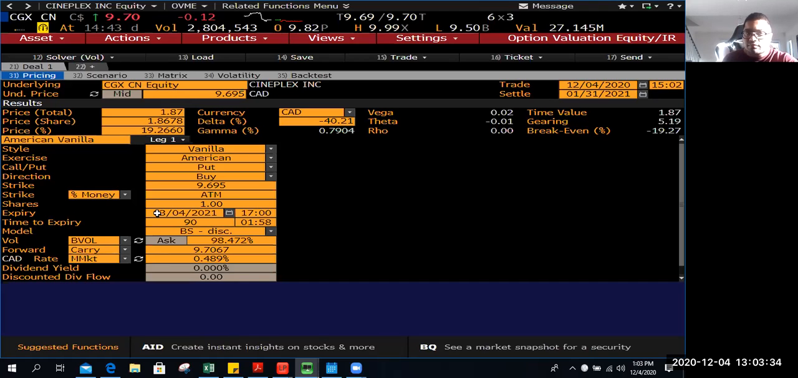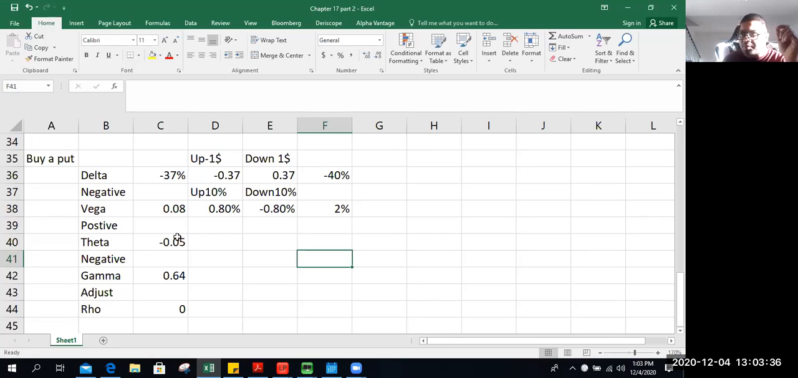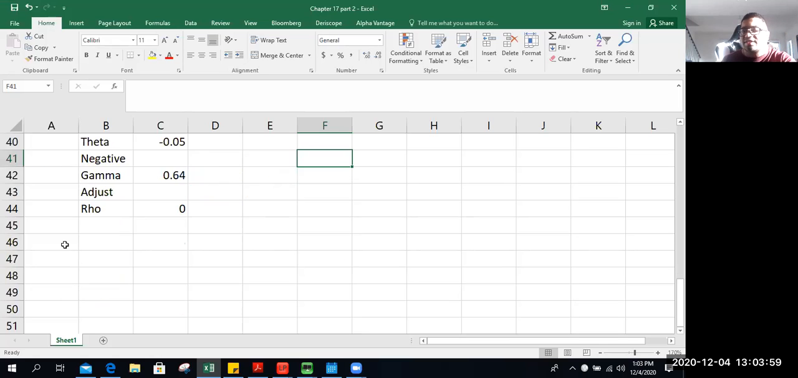Okay. So once again, when you buy a put, delta is negative, vega is positive. So each time the underlying moves up, you lose money. Each time the underlying moves down, you make money. Vega is positive. Volatility goes up, you make money. Volatility moves down, you lose money. Theta is negative. Gamma, you have to make adjustments. Rho, you have to make adjustments. Any questions with puts?